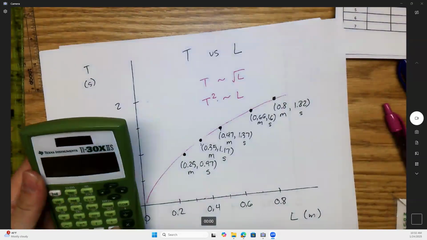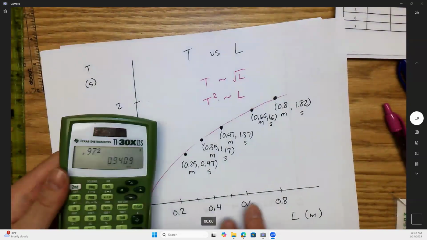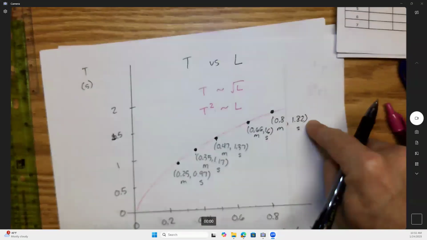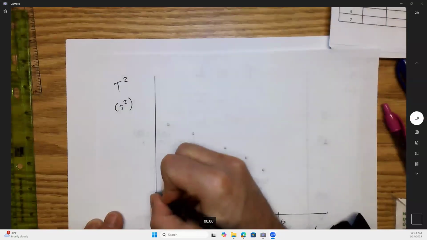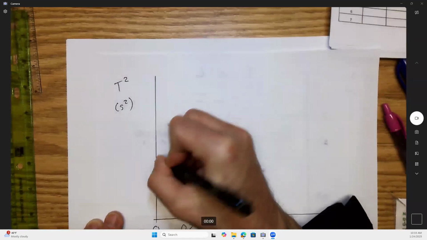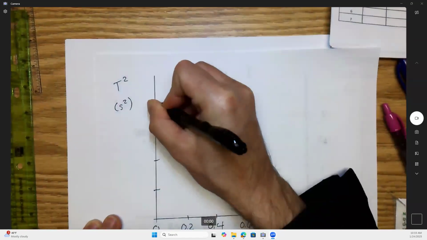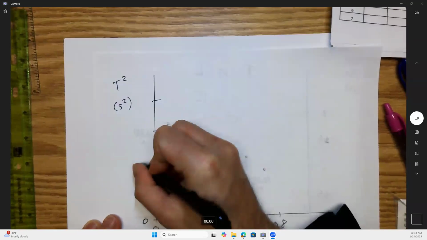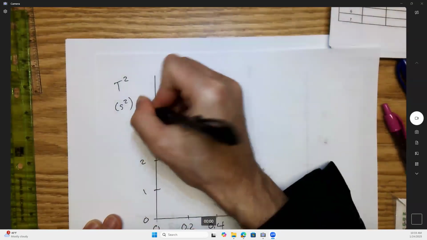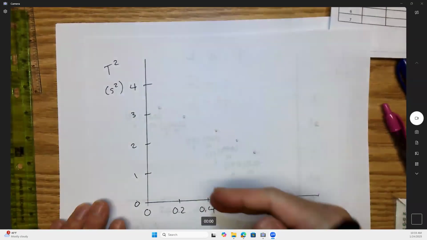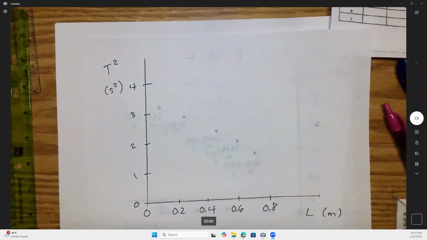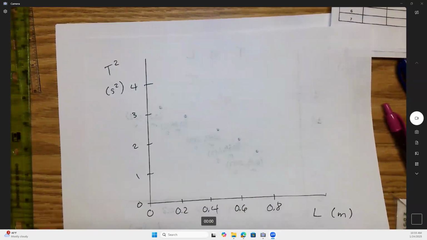So if I take 0.97 seconds and I square that, I'm getting 0.94. Actually, I should start with the big one. If I square, well, that's almost 2. 2 squared is almost 4. Let's scale this. I need to scale this, right? So let's go 1, 2, 3, 4 should contain all the data. 0, 1, 2, 3, 4. And remember, this vertical axis is now pretty abstract because it's square seconds. Something I'm going to use to make a nice looking graph, right?